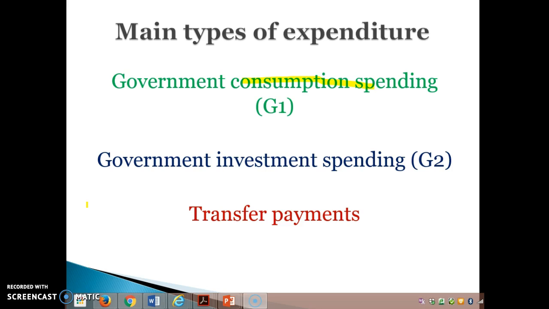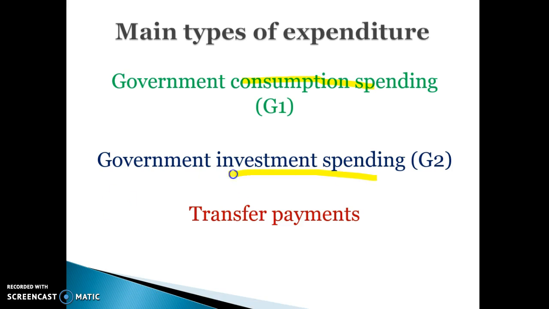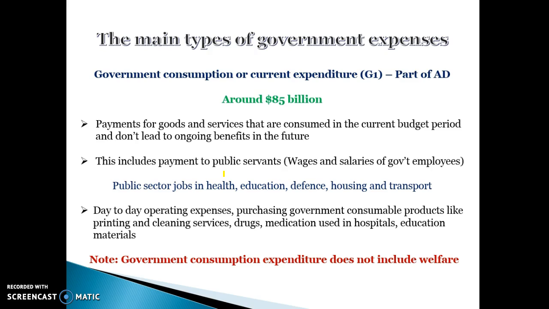So with government consumption spending, it's all about current consumption. Government investment spending is about boosting our productive capacity and future growth, and transfer payments are about providing support to certain people in need. So first of all, government consumption spending, it's about $85 billion every single year.